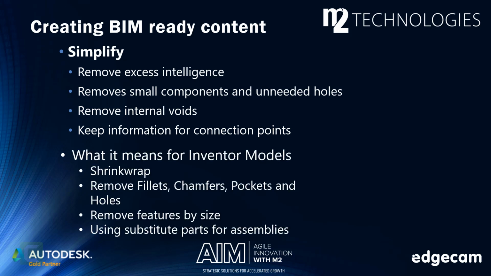So what does this mean from an Inventor standpoint? It means creating a shrink wrap model. It means removing fillets, chamfers, pockets, any unnecessary holes. Remove features. You can do this by removing features by the size or by the name. You could also create a substitute part that can be used to create that BIM-ready content, and then have the two of them. You have your full assembly, and then you have an alternative one, if you will.